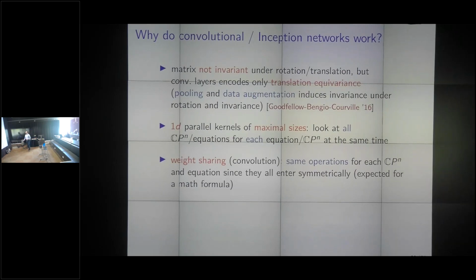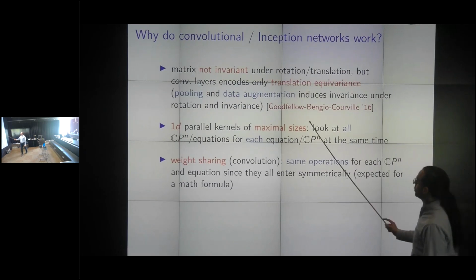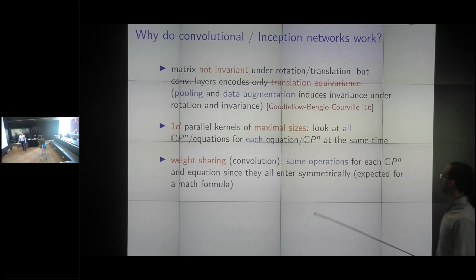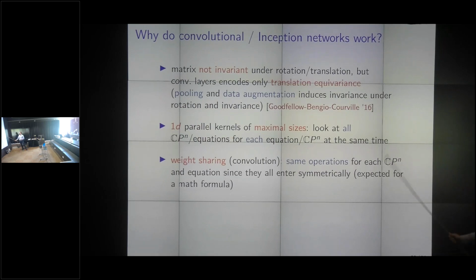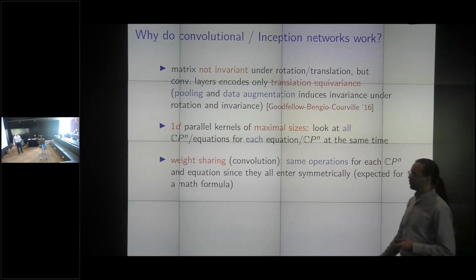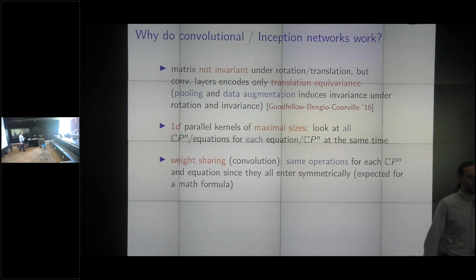What I mentioned is that we use convolutional layers because we need to encode the translation invariance between the different equations. We want to use weight sharing because we want to use the same operation for each projective space and each equation, because they are all symmetric. So you can just reorder the equations and spaces, and you should get the same thing. It's why convolution is really the most natural layer you can use.